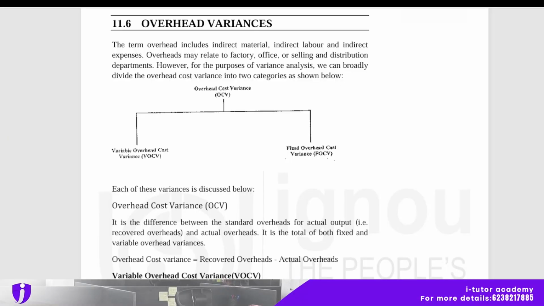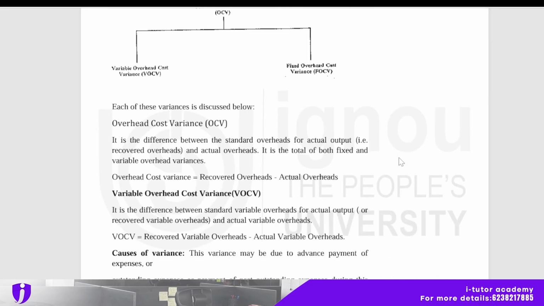In today's session, we will start with the 11.6 overhead variances. MMBZ 004. The term overhead includes indirect material, indirect labor, and indirect expenses. Overhead may relate to factory, office, or selling and distribution departments. However, for the purpose of variance analysis, we can broadly divide the overhead cost variance into two categories as shown below. Overhead cost variance, OCV, is divided into variable overhead cost variance and fixed overhead cost variance. Each of these variances is discussed below.